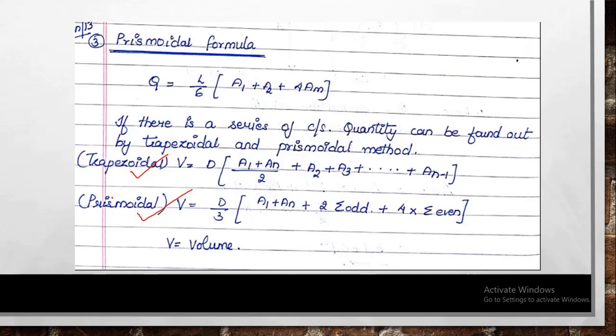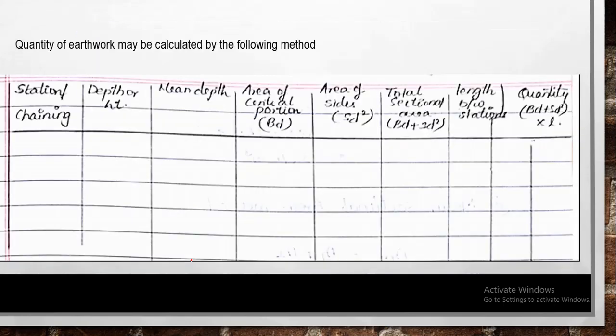The prismoidal formula shows that V is equal to D by 3 into A1 plus AN plus 2 times the sum of the areas of odd sections plus 4 times the sum of the areas of even sections. From these two formulas we will get the value of volume, which can be considered as the quantity of soil that has to be filled or cut.